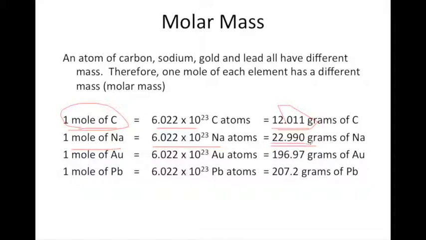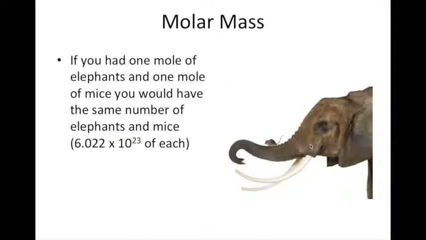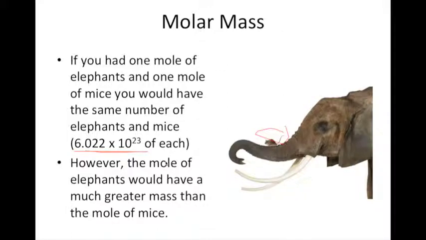So kind of a silly example to illustrate that would be, let's say we had 1 mole of elephants and 1 mole of mice. Well, we have 1 mole of each, so we have the same number of elephants and the same number of mice. However, 1 mole of elephants has a much greater mass than a mole of mice. So the elephants have a greater molar mass than the mice. So we could have the same number of elements, but their molar masses are different.